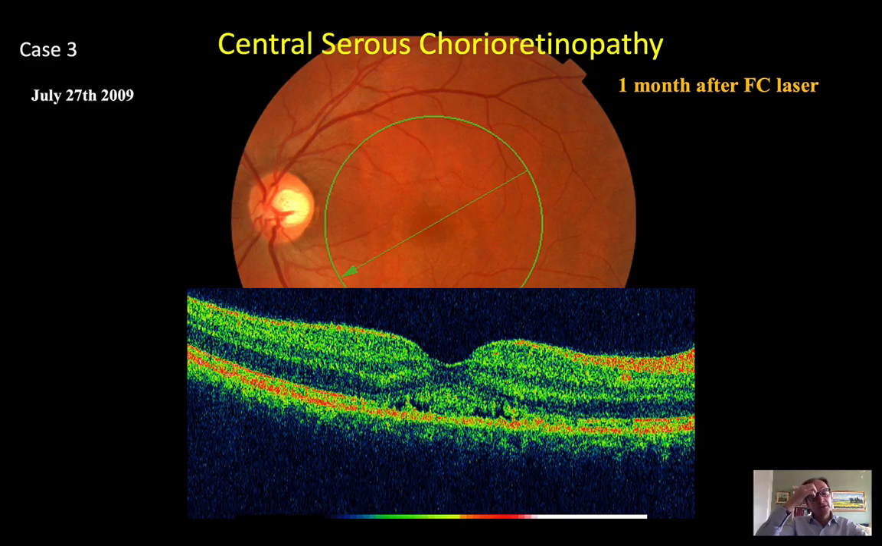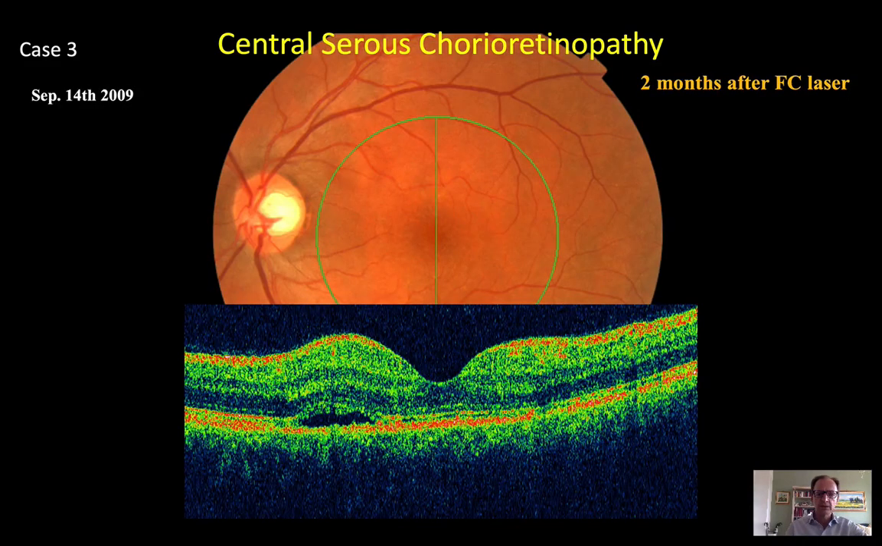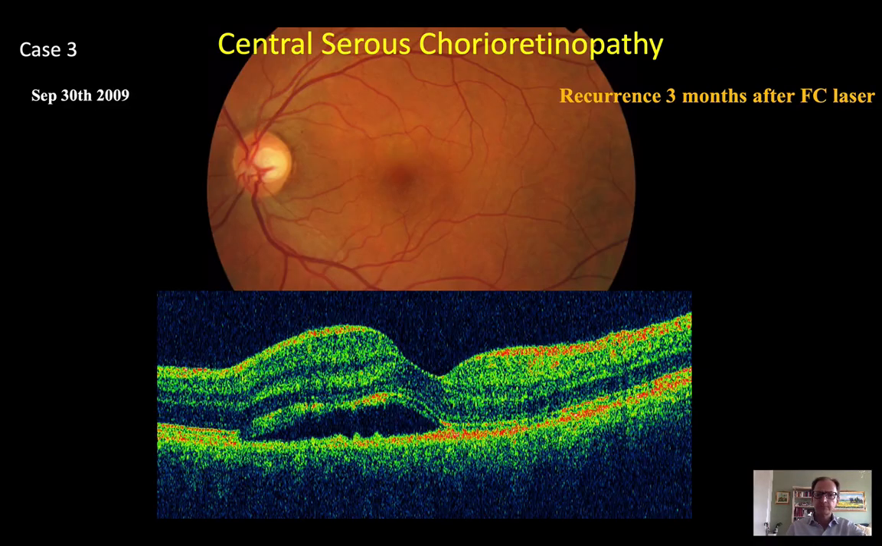Actually, there was just a partial resolution of the fluid. Fluid was still there, but decreased in quantity. 2 months after photocoagulation, the fovea was completely flat. However, there was still some extrafoveal fluid.